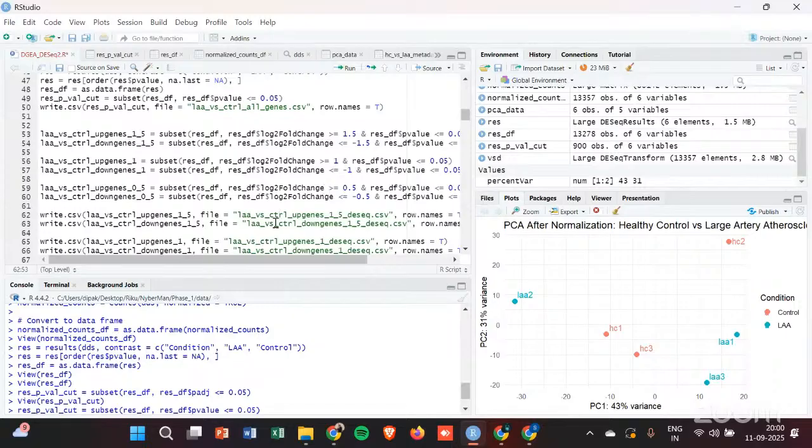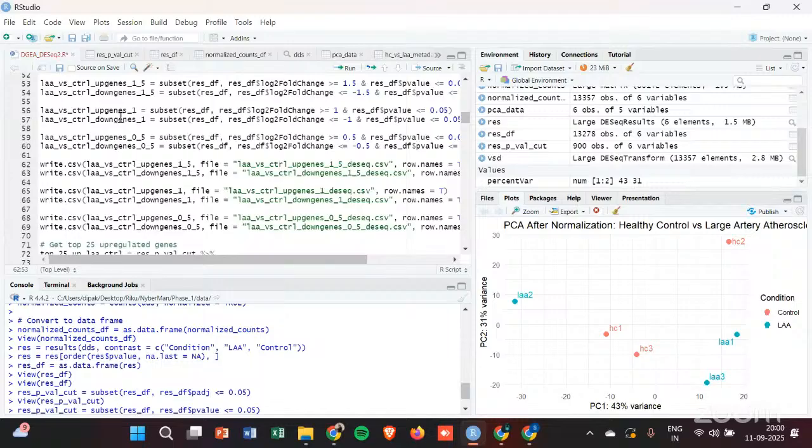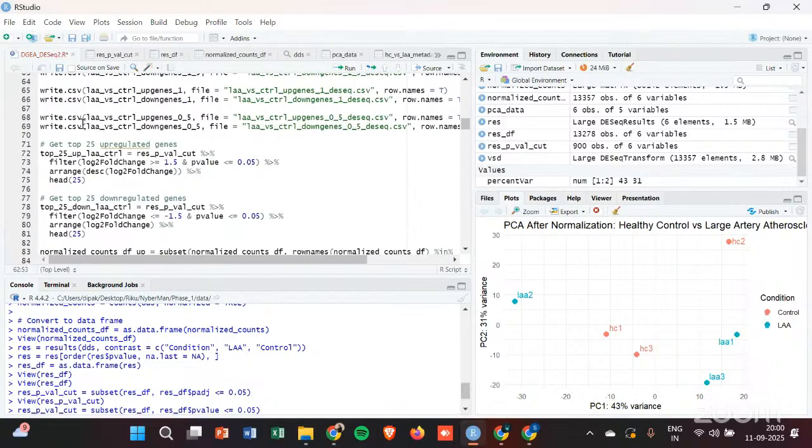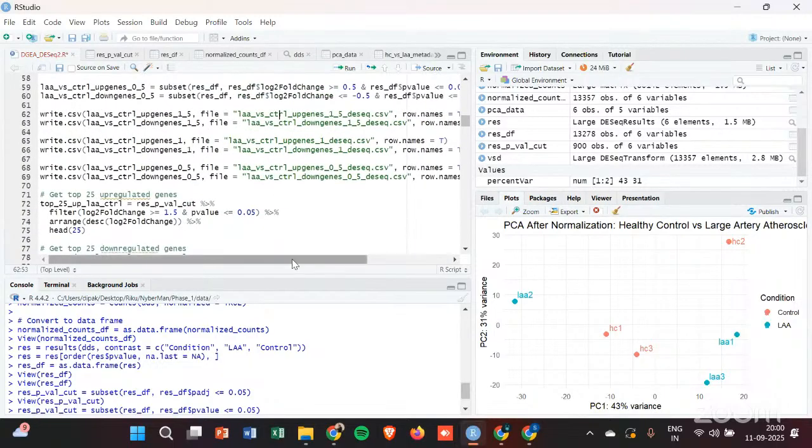Okay. So once we are done with all of this filtering, again you should write them down to files. For that you use the function write.csv, but these are all things that you can do on your time. This is not something that we need for the analysis, so I'll move ahead.